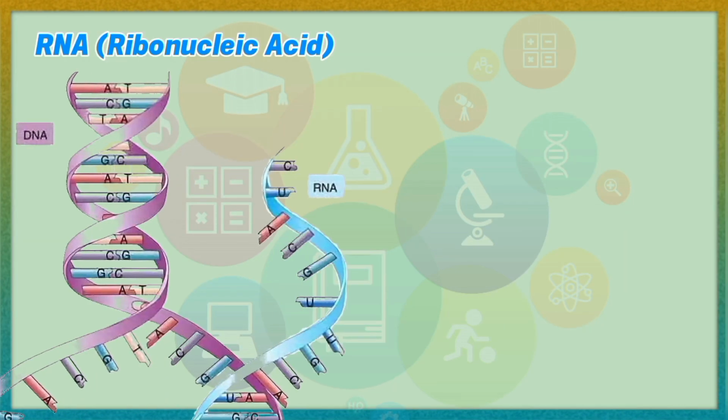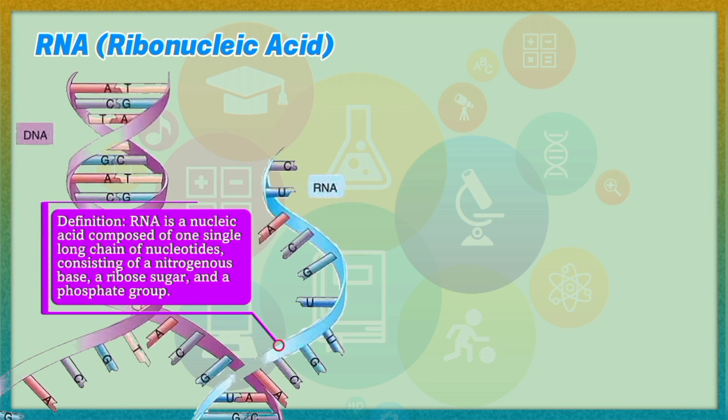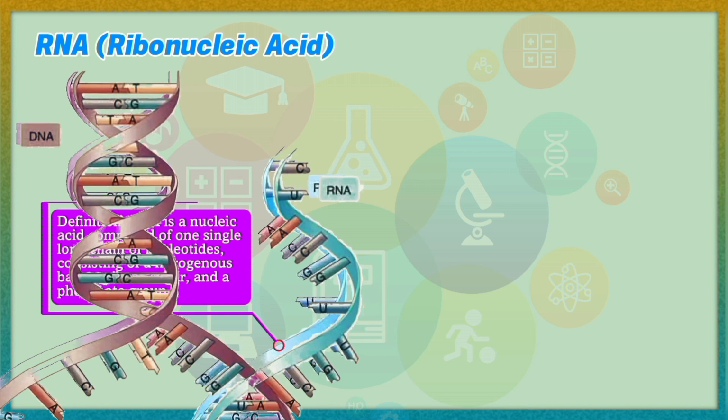Now, we shall talk about RNA, ribonucleic acid. RNA is a nucleic acid composed of one single long chain of nucleotides, consisting of a nitrogenous base, a ribose sugar, and a phosphate group.